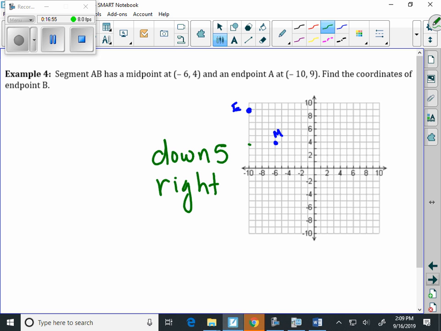So follow that pattern again. Down 5: 1, 2, 3, 4, 5. And then 1, 2, 3, 4. Here's our other endpoint in green. And that ordered pair, when we go back and look at the whole graph here, is negative 2, negative 1.